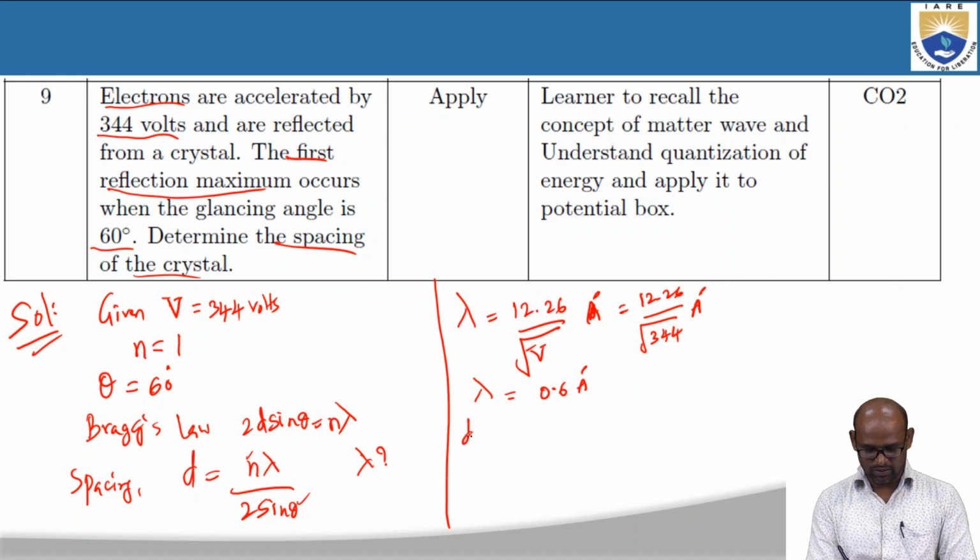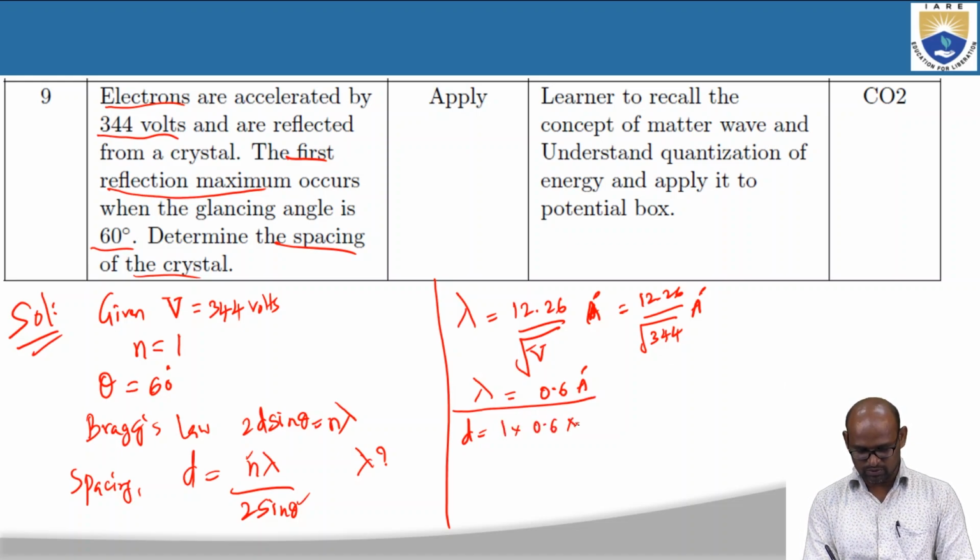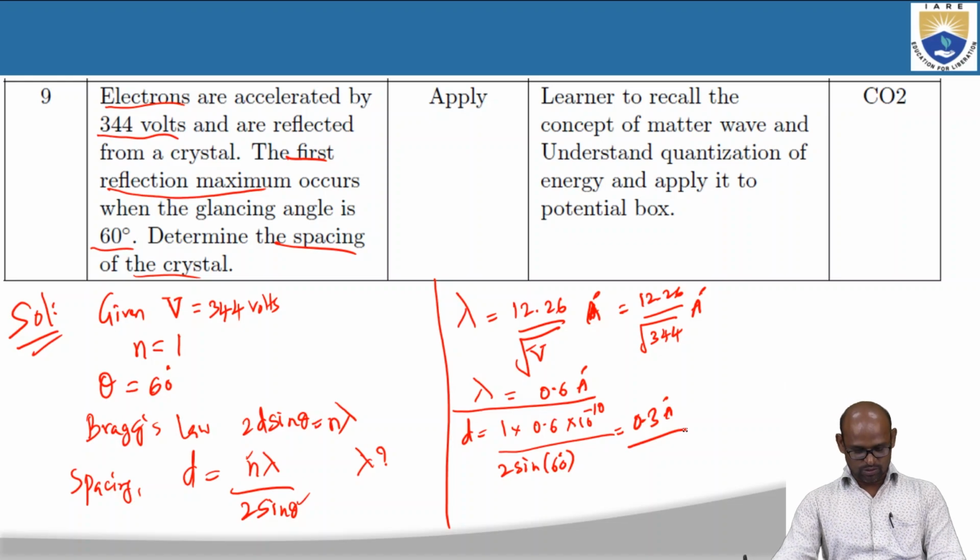Substitute this lambda in the equation. D is equal to n is 1, lambda is 0.6 angstroms, which we can convert into meters, divided by 2 sine theta, where theta is 60 degrees. So D will be 0.3 angstroms. So we have calculated the spacing of the crystal, which turned out to be 0.3 angstroms.